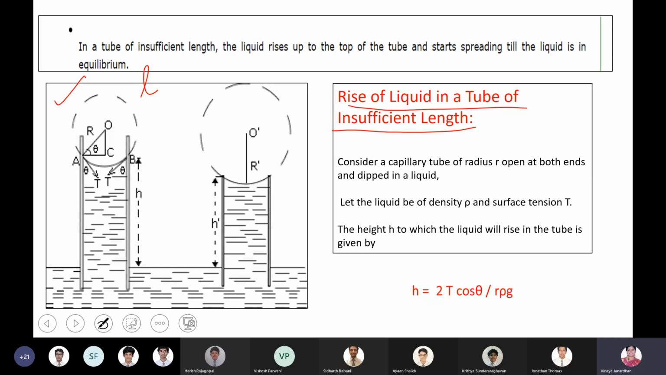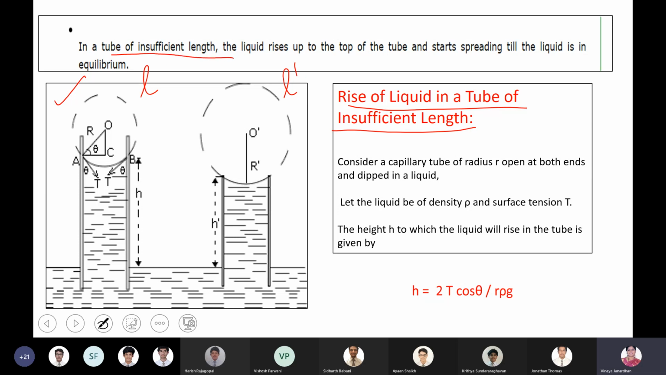Suppose I have another capillary tube, but it has insufficient length. The length of the capillary tube is very less compared to the previous one. The other dimensions are all the same. Only the length of the tube, say L dash, is less than the length of the previous one. Then naturally what we think is that as the liquid begins to rise in the second capillary tube, because of its insufficient length, there might be an overflow of the liquid. But that is not really happening. What is going to happen?